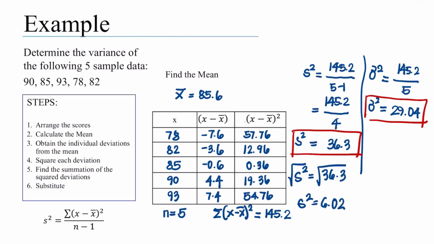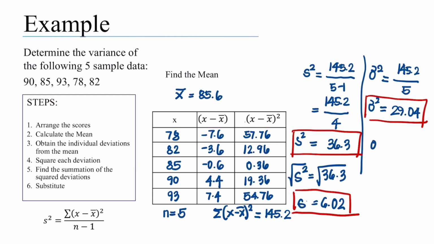6.02. Therefore, this one is s, the sample standard deviation. We will also do the same thing for your population standard deviation. Again, just get the square root.